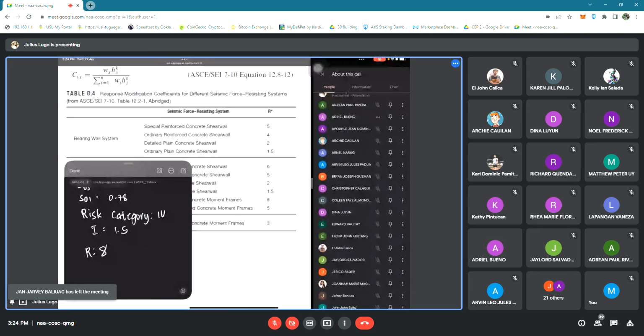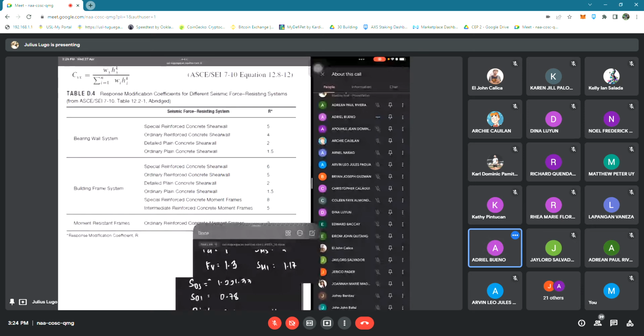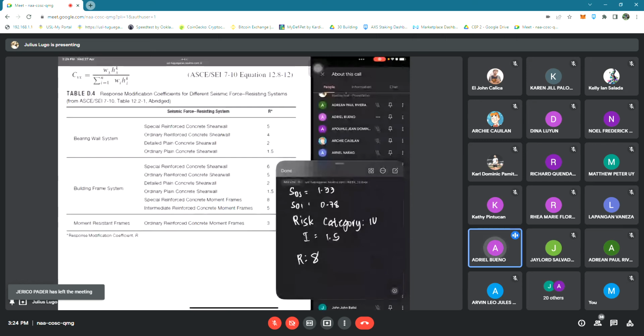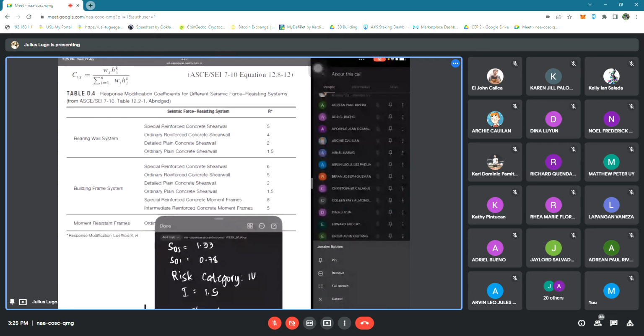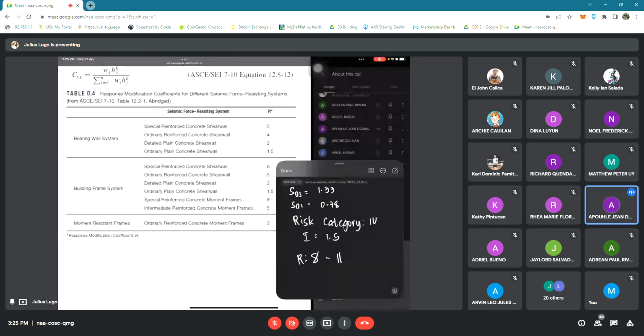What's your R value? Under A also, sir, the special reinforced concrete shear wall. Okay, sige, 2 points for that. So, the correct answer is, let me ask John Lloyd. Do you agree? Yes, John Lloyd? Special reinforced concrete shear wall, sir.